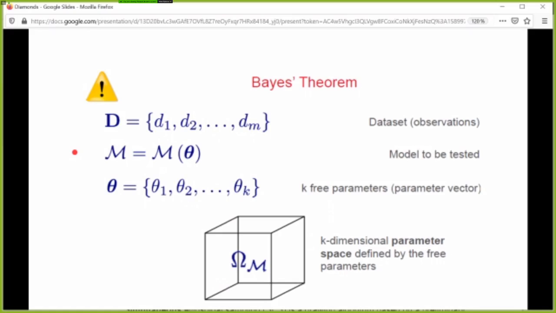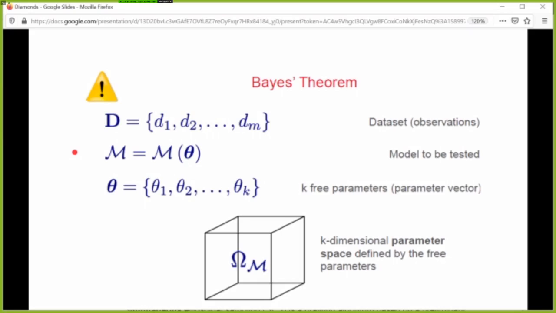The first concept is, of course, the dataset, which gathers observations, noted D. The purpose is to fit this dataset thanks to a model that we're going to test on the dataset. This model has input parameters from theta 1 to theta k, noted k free parameters, which together make a parameter vector. We can visualize the parameter space containing the solution of a given inference process as a k-dimensional box, as you can see here.